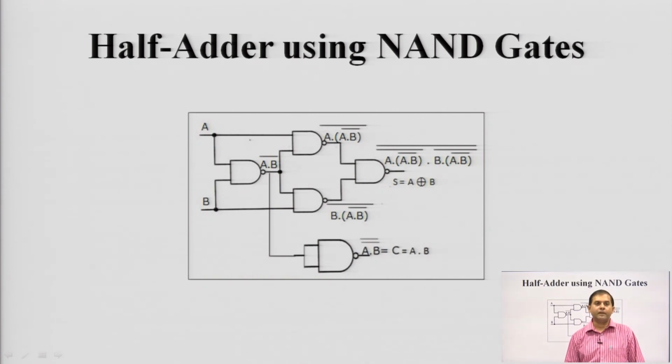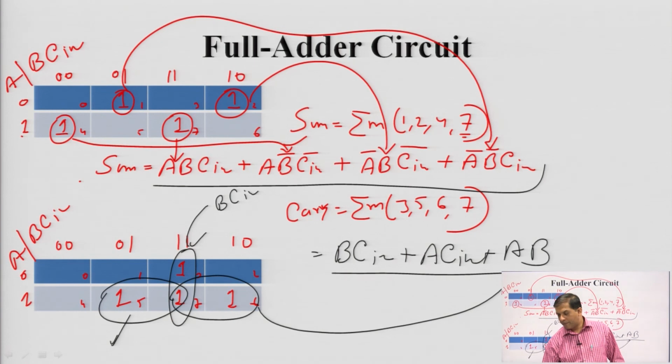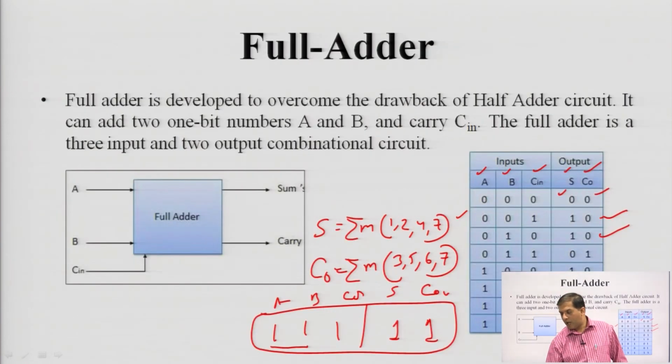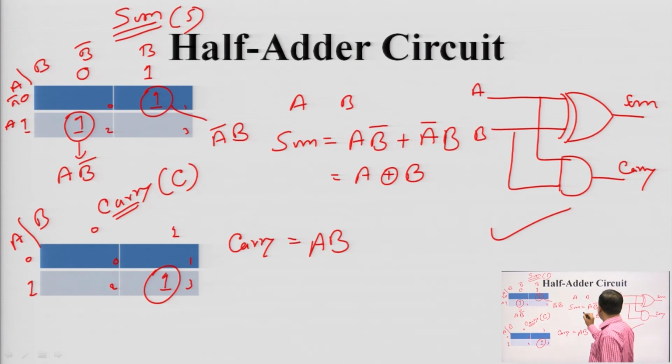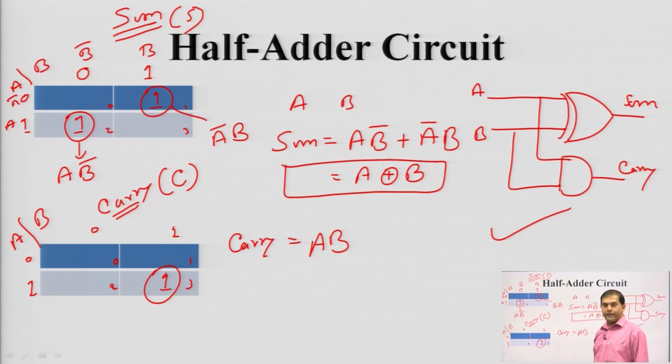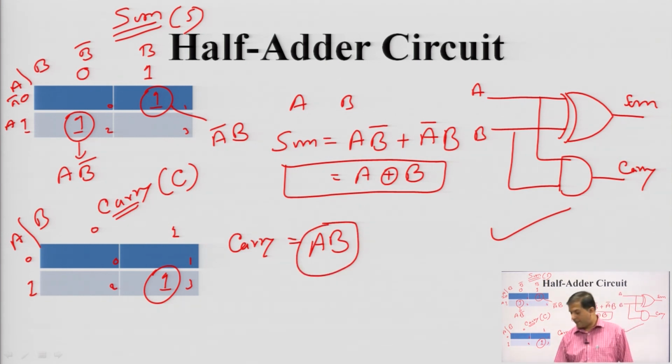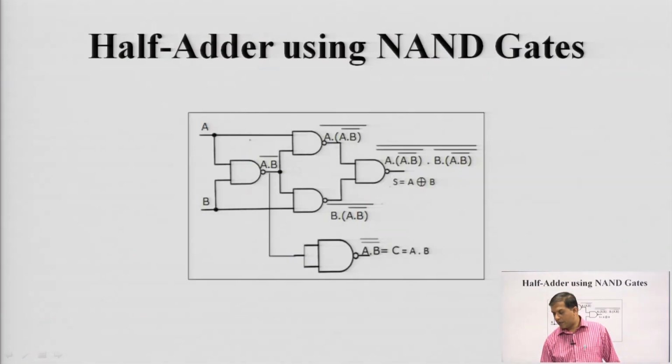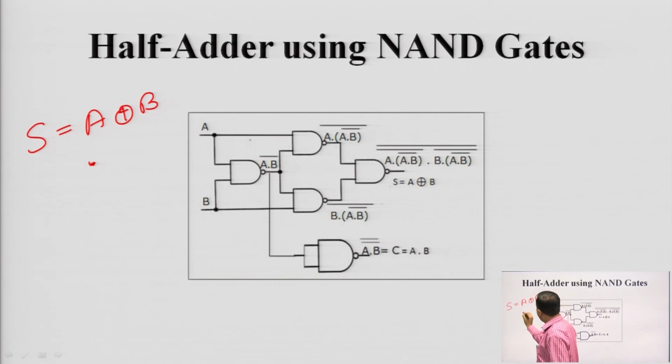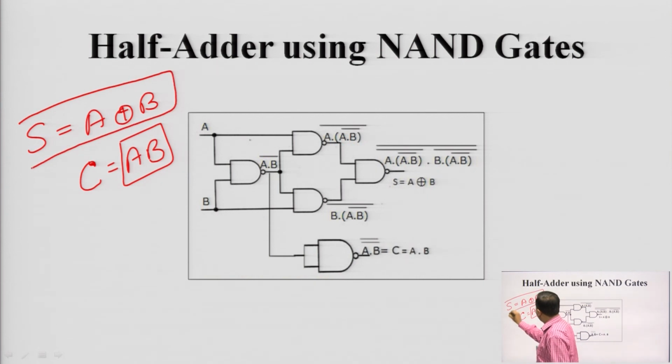If we are going to implement the half adder circuit using NAND gates, what is the formula for a half adder? Just go to the half adder circuit. The concept for the half adder is this: sum will be A XOR B and the carry will be A B. This we have to implement using NAND gates.